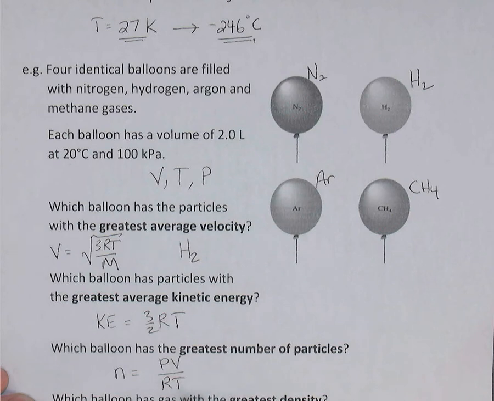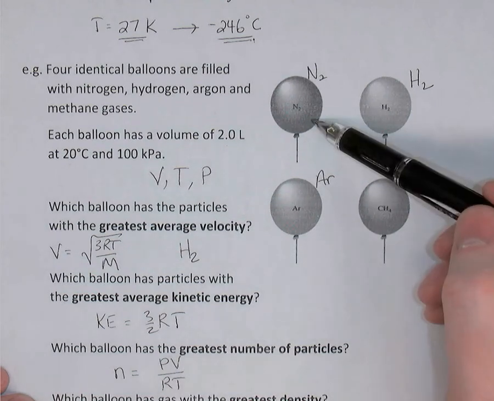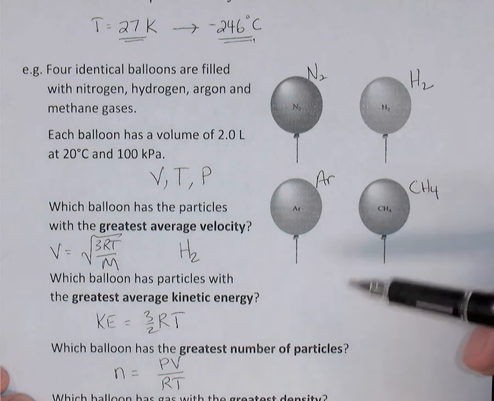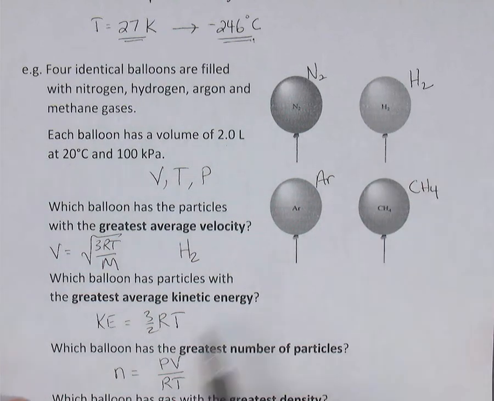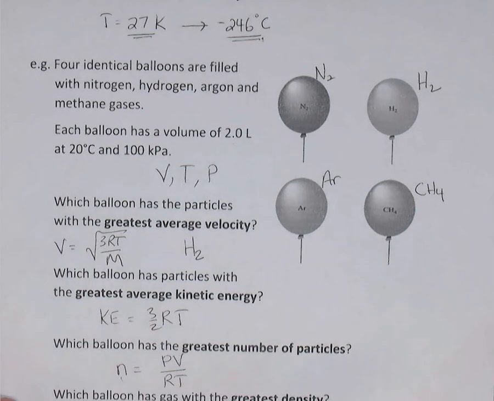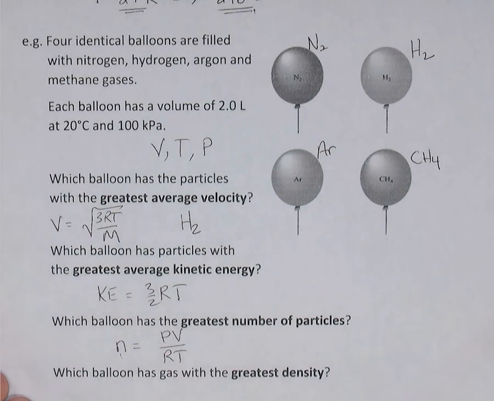So if we were to calculate how many moles, we would discover that all four balloons have the same number of moles of gas. Since they have the same number of moles of gas, that means they have the same number of particles in the container. There'll be the same number of nitrogen molecules as there are argon atoms in these balloons. So n has to be the same because these variables P, V, and T are all the same.